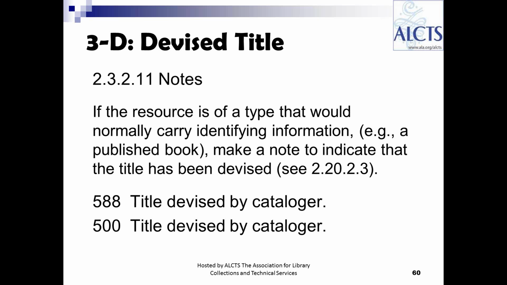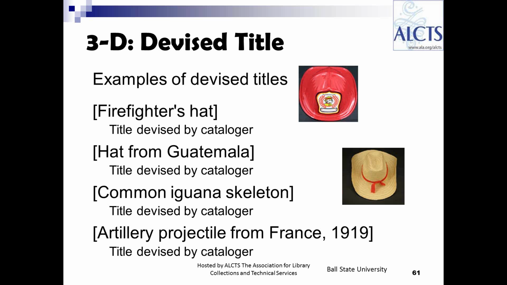RDA does tell you to make a note indicating that you've devised a title if the resource is of a type that would normally bear a title. It then refers to 2.20.2.3, which is, as I pointed out previously, not core. Here are some examples. The main difference from AACR2 is that note says title devised by cataloger rather than title supplied by cataloger.